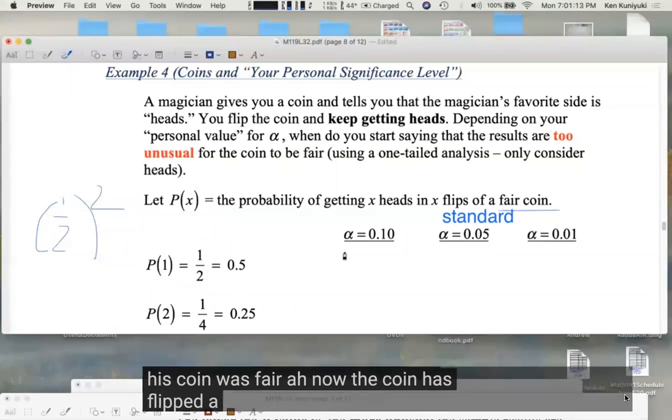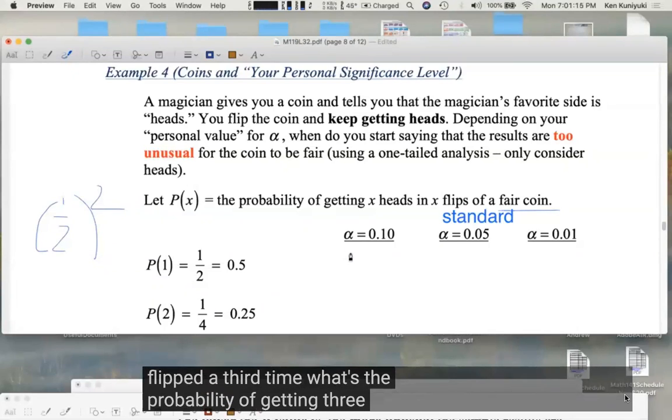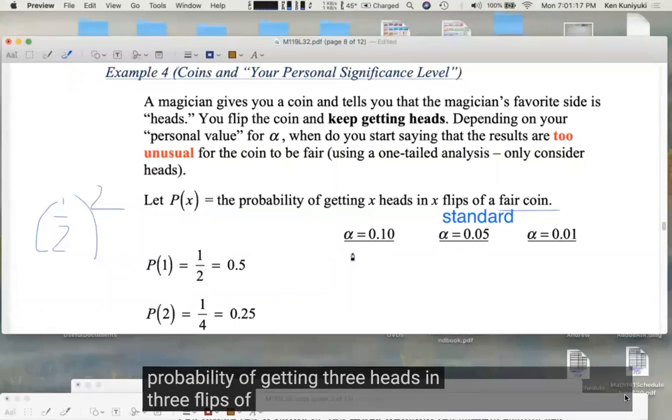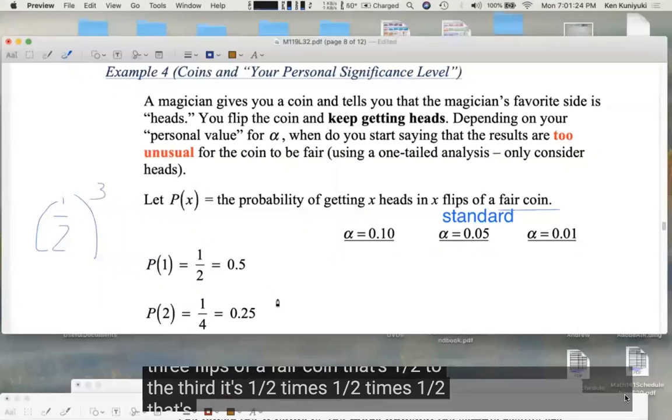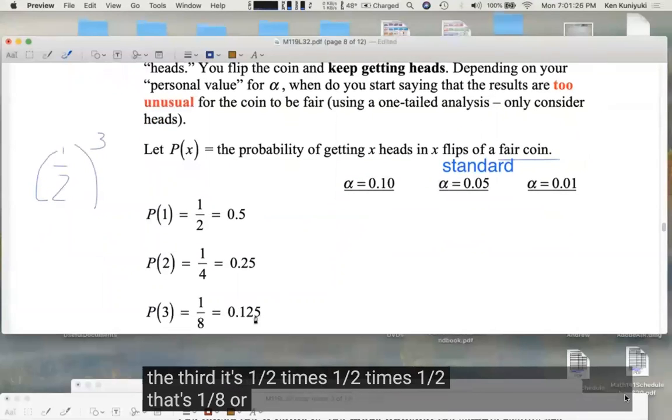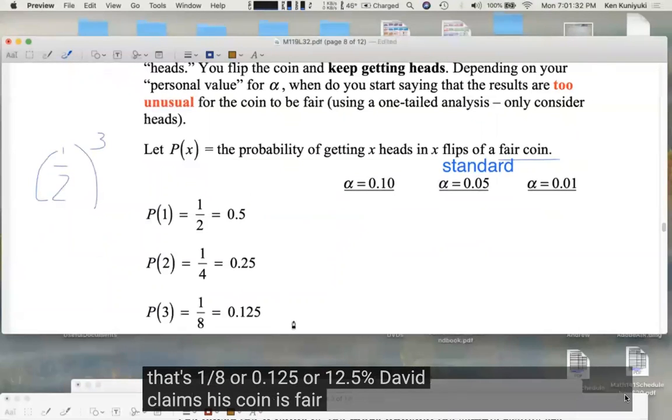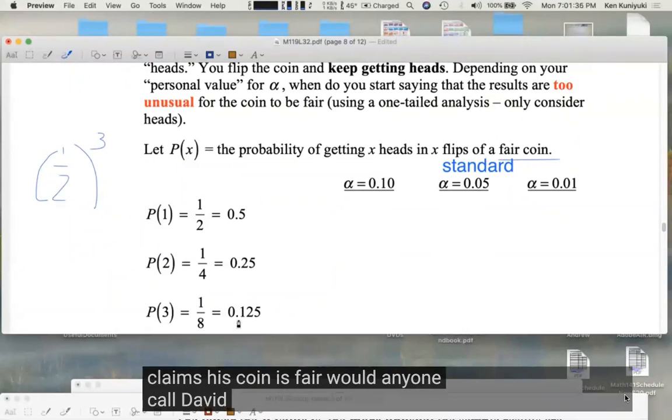Now the coin is flipped a 3rd time. What's the probability of getting 3 heads in 3 flips of a fair coin? That's 1/2 to the 3rd. It's 1/2 times 1/2 times 1/2. That's 1/8 or 0.125 or 12.5%. David claims his coin is fair. Would anyone call David a liar? Well, maybe some people on earth might call David a liar, but these judges won't.